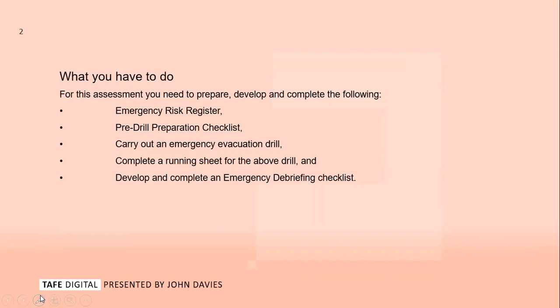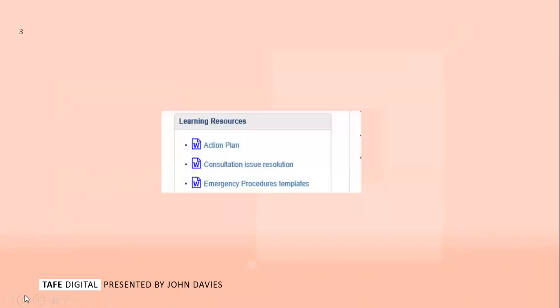Now let's go to the WHS Research Centre. Here we'll need to click on the Compliance tab for your state or territory. Then going down the left-hand side, under the heading Learning Resources, here we will find the Emergency Procedures templates. These are all there with samples of entries into each.